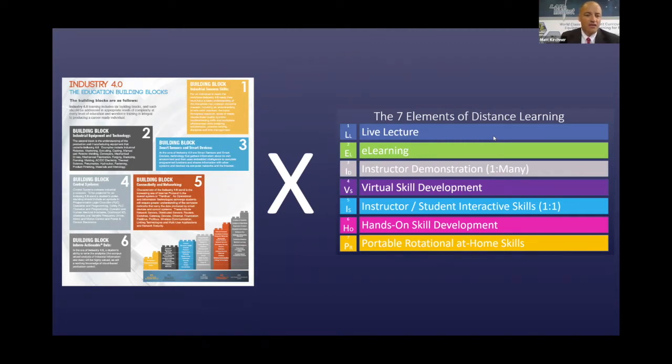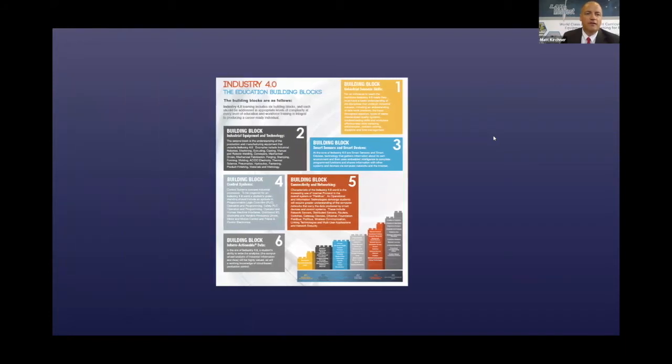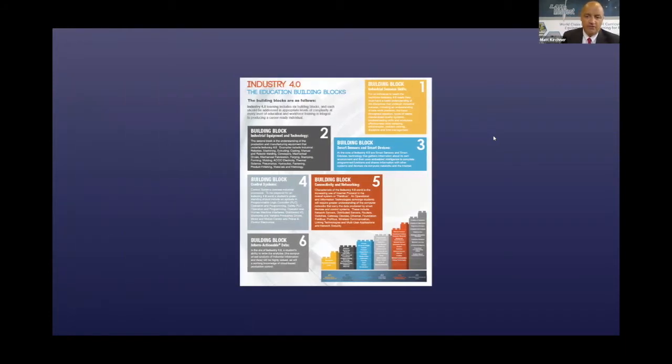As we head into the fall and prepare our classrooms and prepare ourselves to deliver really effective learning, that effective learning in the world of Industry 4.0 is going to look exactly like what you see on your screen. So let's start out by talking about the 6 building blocks of Industry 4.0.